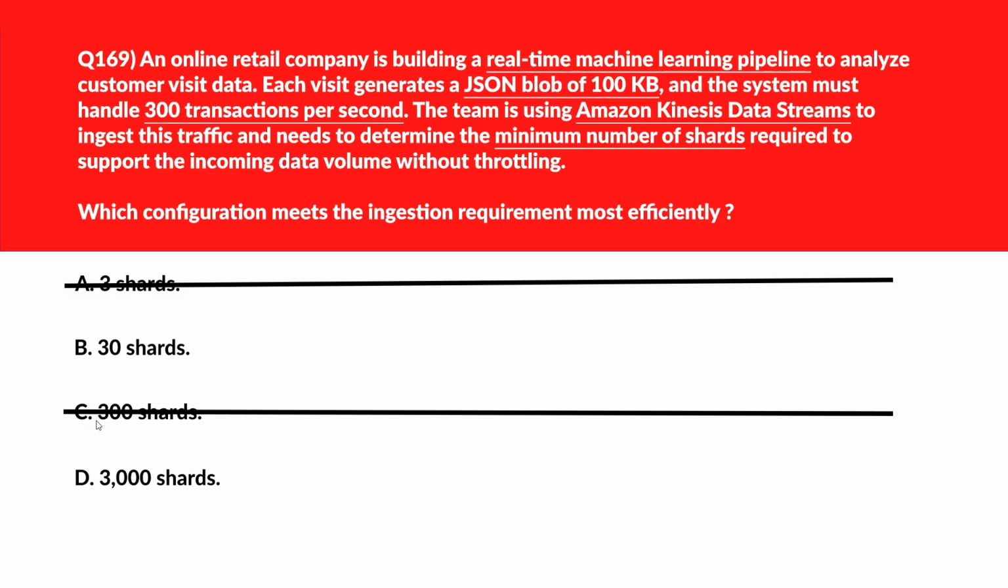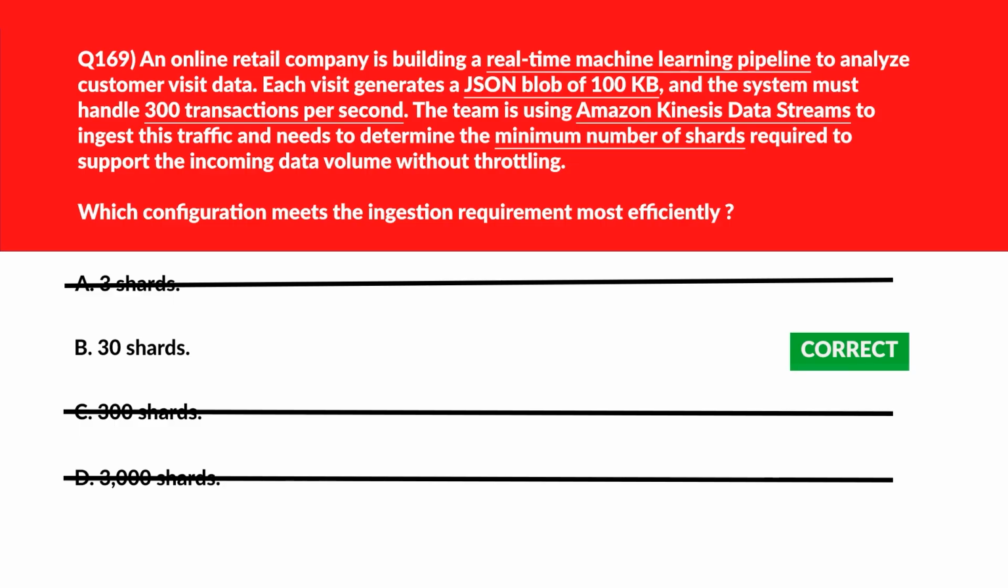Since 300 cannot suffice, 3000 definitely is too much. Like it's a massive thing which we do not require, and it will include additional cost which we don't want. D is out. We'll lock option B, 30 shards, as the right answer.